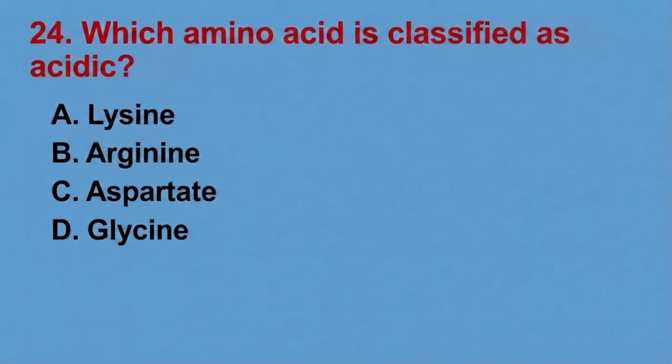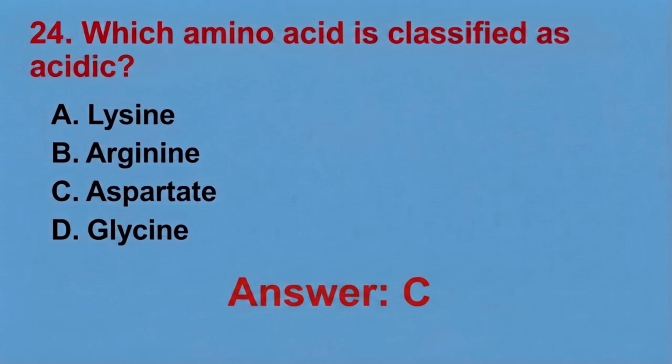All right, so the correct answer is C, aspartate. Aspartate, also called aspartic acid, is an acidic amino acid, because its side chain contains an additional carboxyl group that carries a negative charge at physiological pH. Then why are the other options wrong?